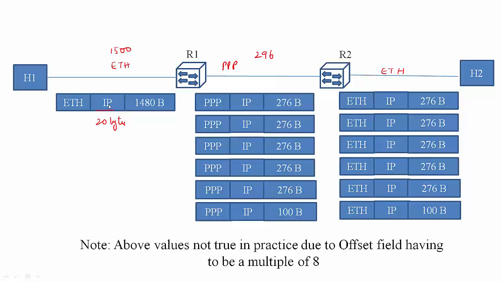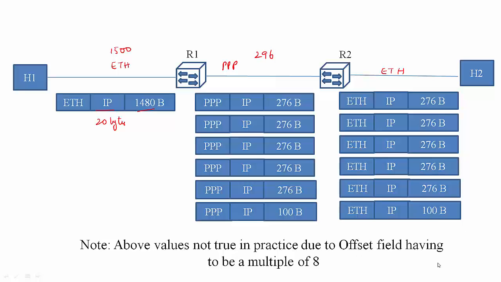Now similarly, for PPP I'm using 296, again accounting for the fact that there are 20 bytes of IP header, so it's going to be 276 bytes of data that is going to be divided in this particular fashion. So 1480 gets divided in this particular fashion. And again, as you notice, I'm not reassembling the packet at R2. Whatever you obtain, you are just going to send it in this particular fashion all the way till H2, and H2 is then going to reassemble this particular packet. By the way, these values are not true in practice. Why? We will see shortly.